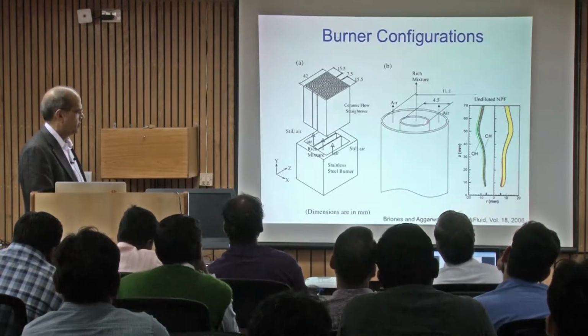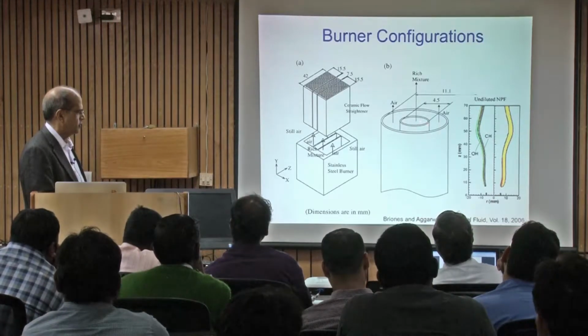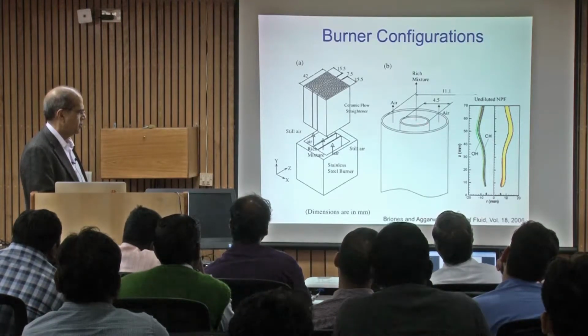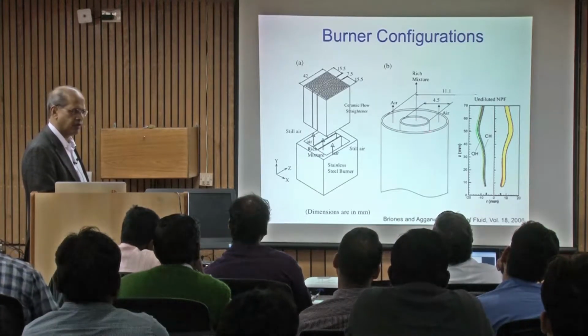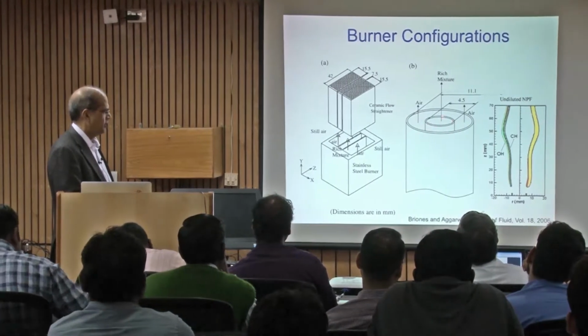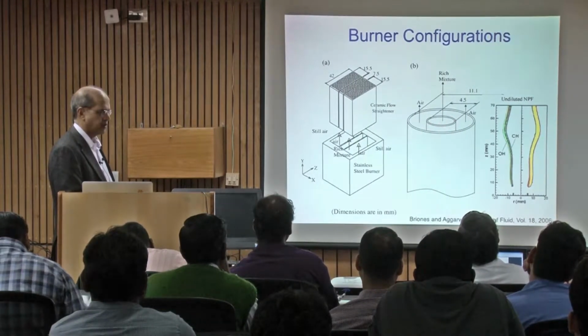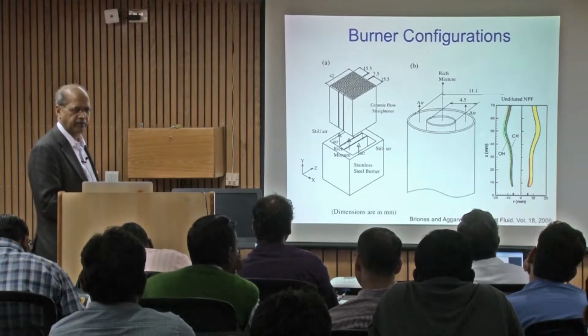So for standard diffusion flames, you have fuel only here. The fuel may be diluted with some diluent, like nitrogen or some other diluent. Or you can have air diluted with some diluent also. So, that is to change certain properties of the flame.